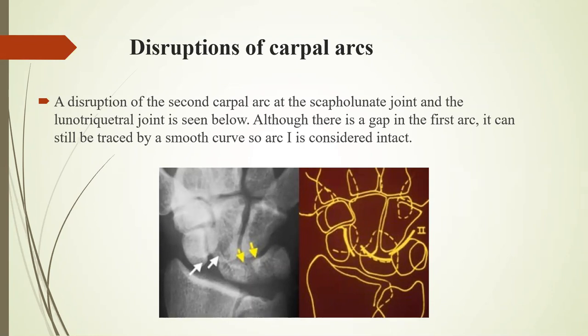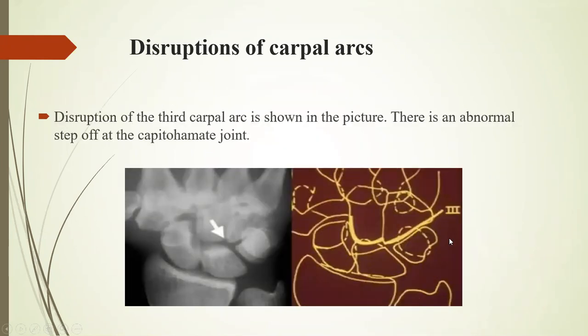Although there is a gap in the first arc, it can still be traced by smooth curves, so arc 1 is considered intact. Here arc 1 we can draw, so it is still intact, but arc 2 has a step at the scapholunate joint and the lunotriquetral joint, so here there is disruption. Disruption of the third carpal arc is shown in this picture. There is an abnormal step-off at the capitohamate joint. This is the step at the capitohamate joint.